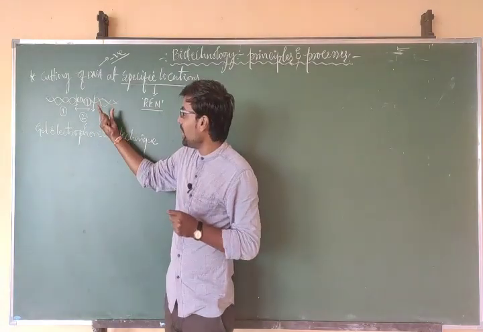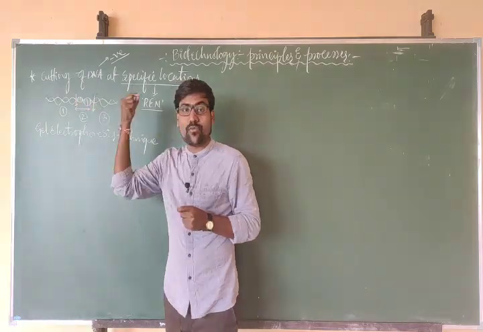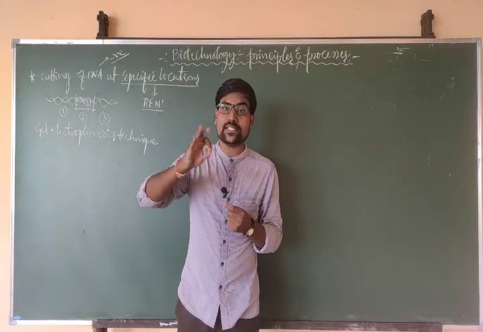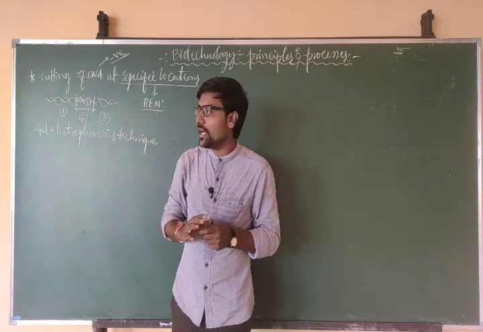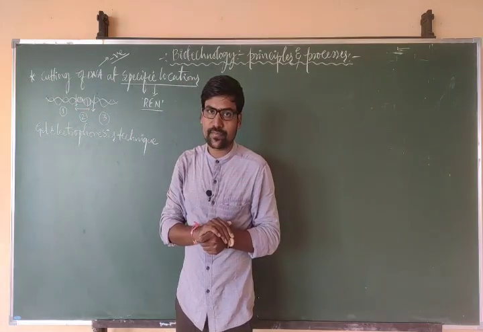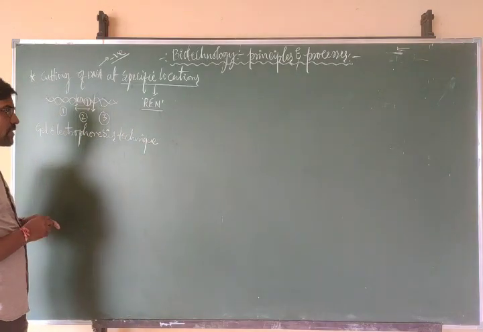Why? Because weight is smaller than this one. And small fragments are moving very fast. Why? Because weight is less. So depending on the size, the fragments are separated here. And now we are getting our desired gene outside. So we have separated the DNA fragments in this way.